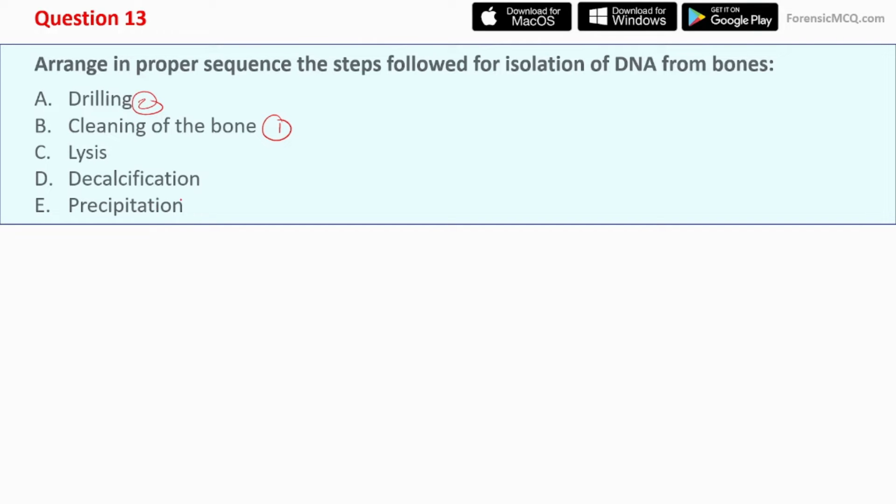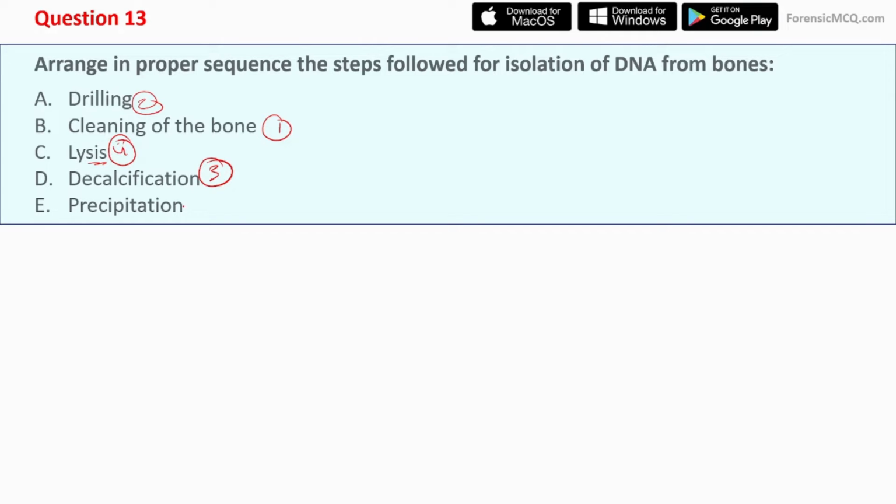And after that, the decalcification takes place. And what does the decalcification do? It removes the minerals such as calcium. And after that, the lysis takes place. It breaks down the cells and releases the DNA. So it is option number 4.